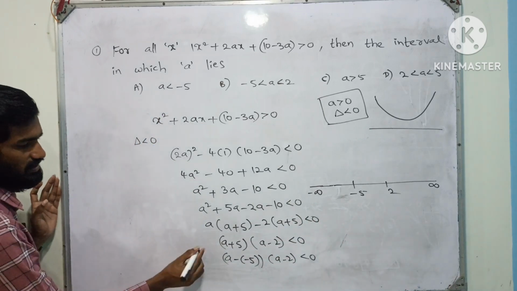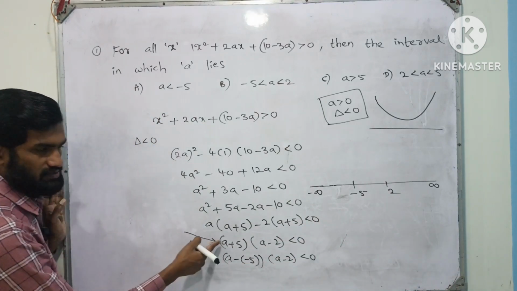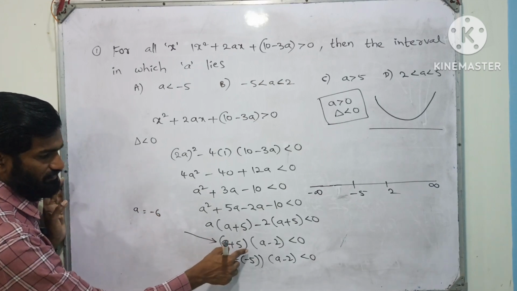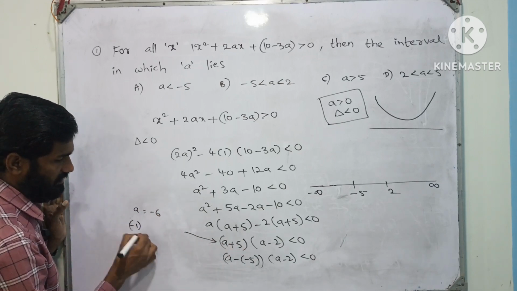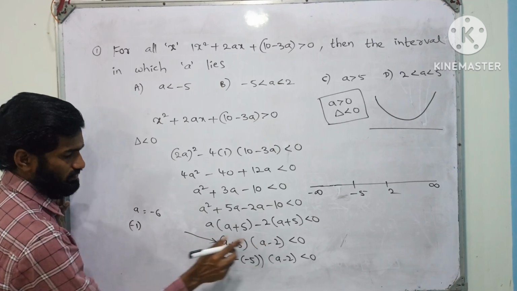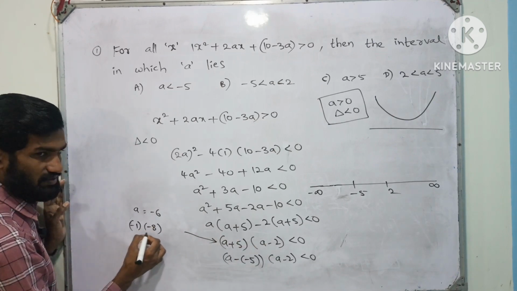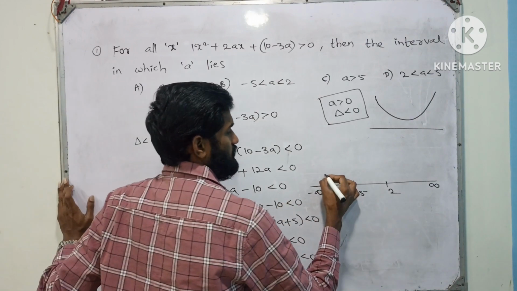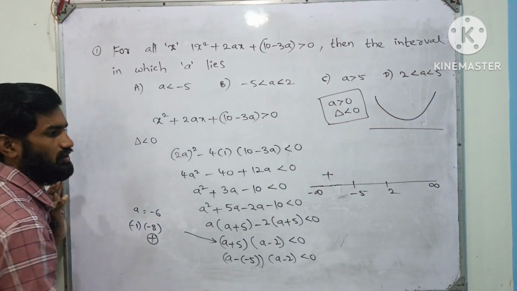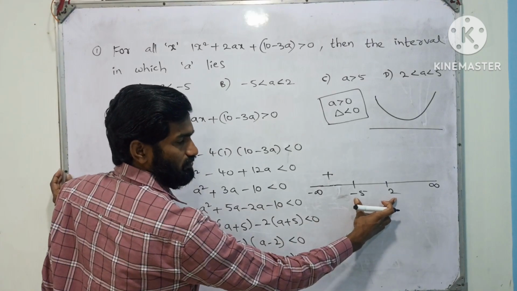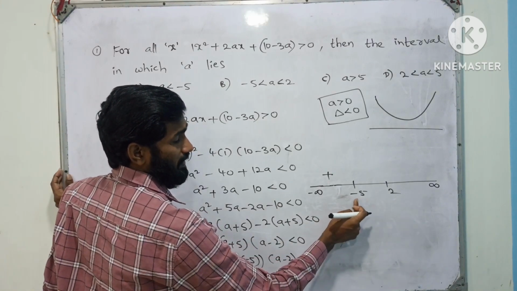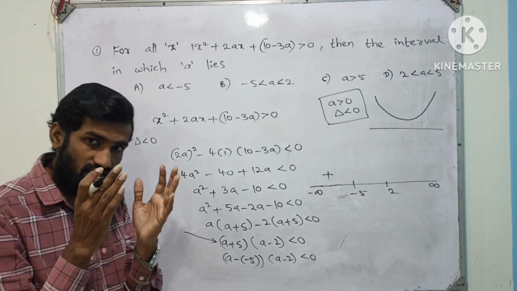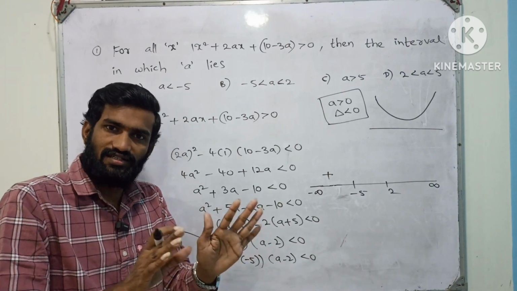Now if I substitute a equals minus 6, what will I get? Minus 6 plus 5 is minus 1, into minus 6 minus 2, which is minus 8. So we are getting plus 8. Plus 8 means we are getting positive, so just mark it here. In between these two we need to consider one more. Between minus 5 and 2 we have 0, so just consider that 0.